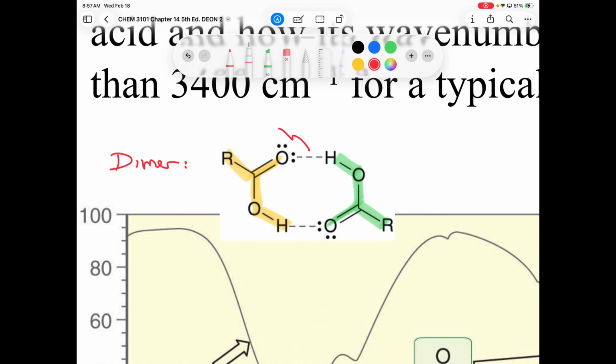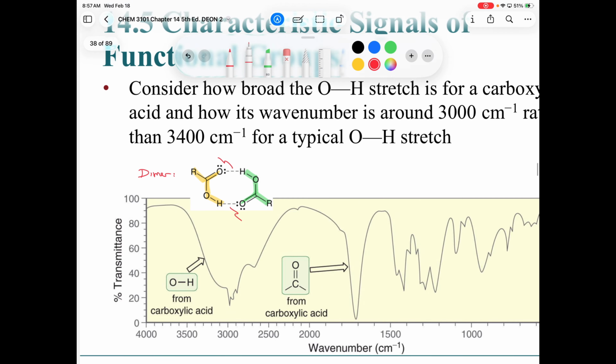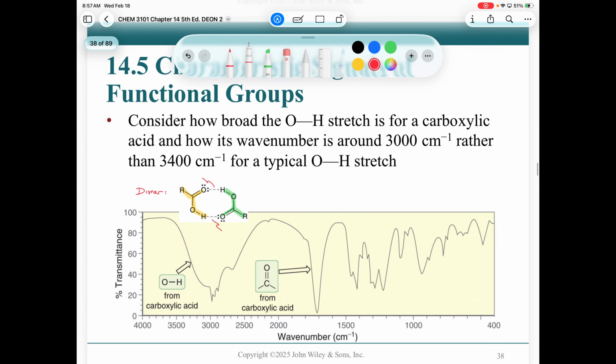And you can see there's intense hydrogen bonding here and intense hydrogen bonding here. So what's the net effect on the oxygen-hydrogen bond? Well, it turns out, and I can make this bold statement, that a carboxylic acid is the easiest functional group to recognize in the infrared spectrum.